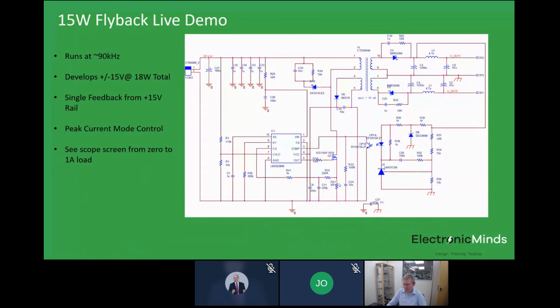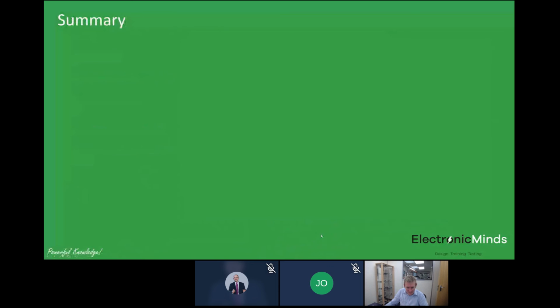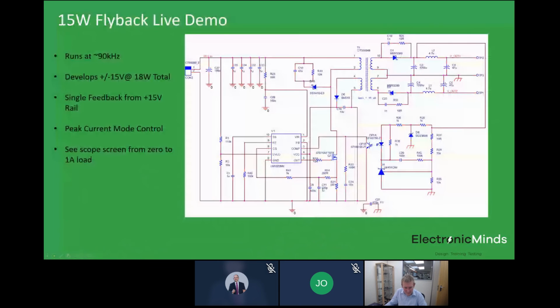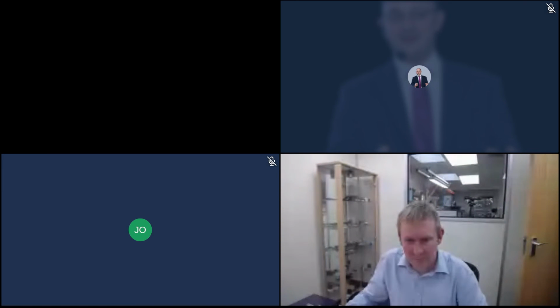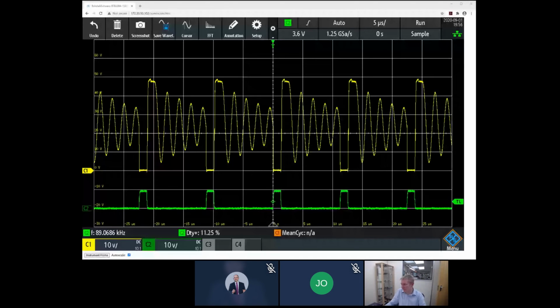Okay, let me see if I can bring the scope screen up. Bear with me a moment. Let's work out how to do this. Oh, yes, there we go. Hopefully that comes up nice and clear. I will just refresh the screen because this is actually running live. Okay, good. So hopefully you can all see that now.